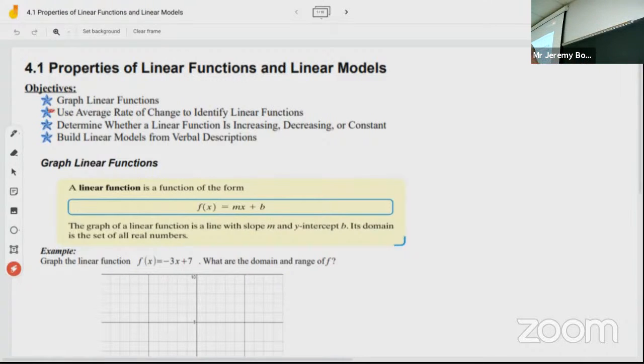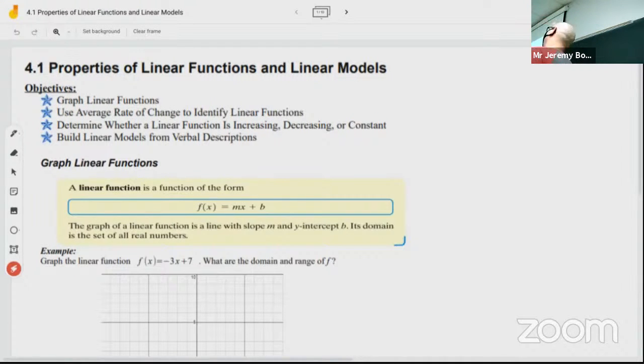We're going to look at graphing linear functions using the average rate of change to identify linear functions. That's one thing people struggle with a little bit, so we're going to do some examples of that. We're going to determine whether a linear function is increasing, decreasing, or constant. And we're going to build linear models and verbal descriptions. That's word problems, everybody's favorite thing. So that's some of the stuff we're going to be looking at.